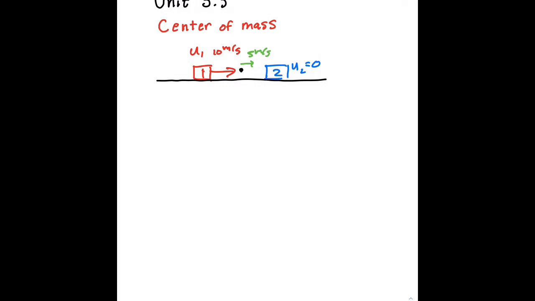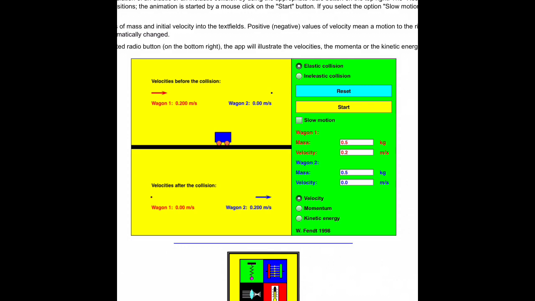So I want you to watch a video that shows exactly what happens to that dot that represents the center of mass of the system as the object moves to the right and the collision takes place. So here's a simulation that shows how the center of mass of two objects moves in a collision. You notice the red cart comes in, collides with the blue cart, and there's a little dot between the two, and that dot represents the center of mass.